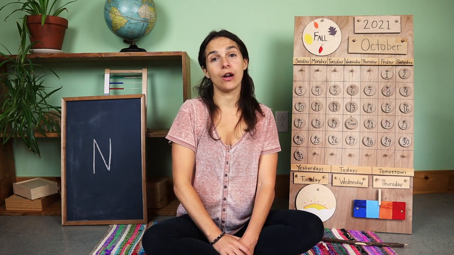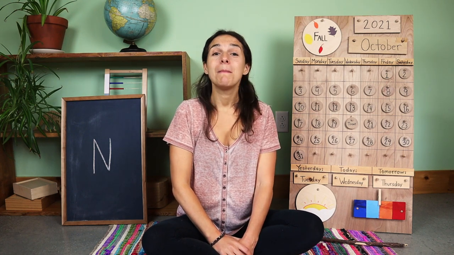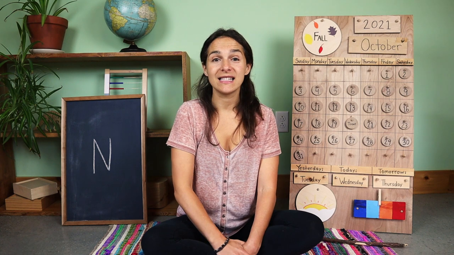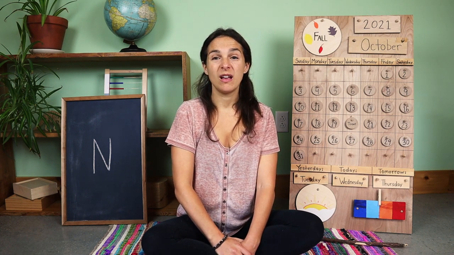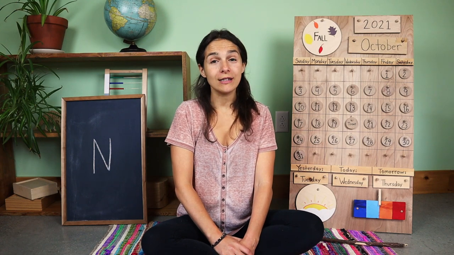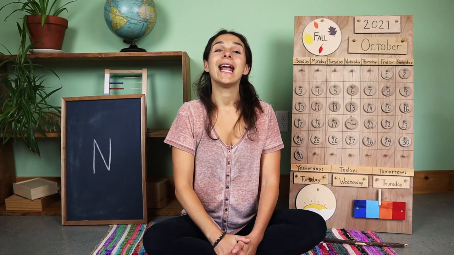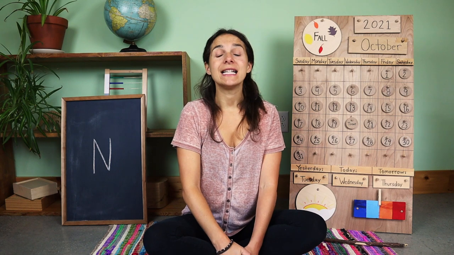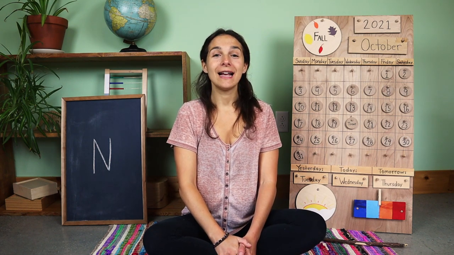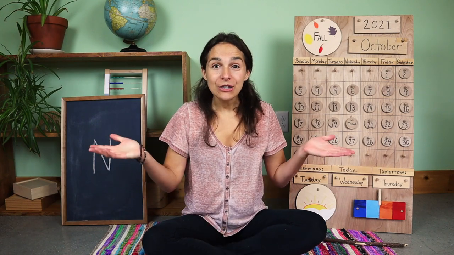A paleontologist is a scientist who studies life that existed very long ago. For example, paleontologists look at fossils to learn about dinosaurs. A botanist is a scientist who studies plants. Botanists often use a tool called a microscope to look closely at plants. And an aerospace engineer is a scientist who studies and builds rockets and spacecraft. Speaking of rockets, let's go build our own.